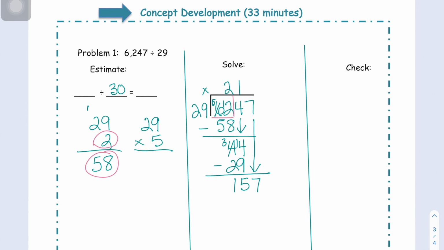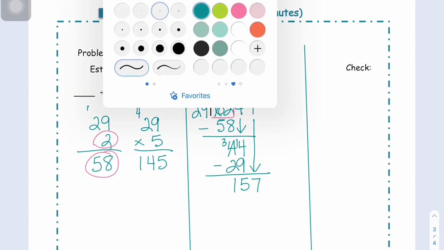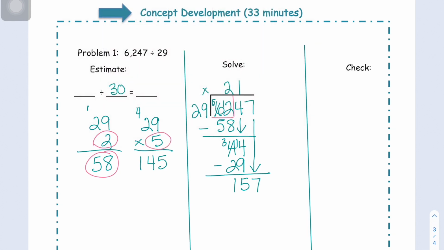A 5. So 9 times 5 is 45. 2 times 5 is 10, plus 4. So that gives me 145. Now I've got two numbers that need to go into my division problem. So I've got a 5 and a 145. And when I subtract, I get a remainder of 12.